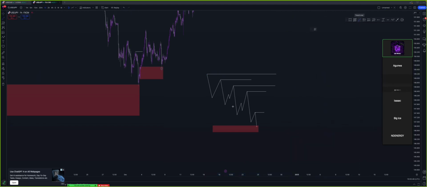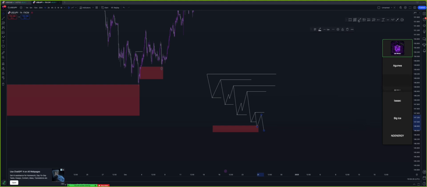Now price broke below this low. Price again broke below this low, and again it broke below this low. You should not be buying yet, because what we cannot rule out is that price can respect this high and go on to break this low.